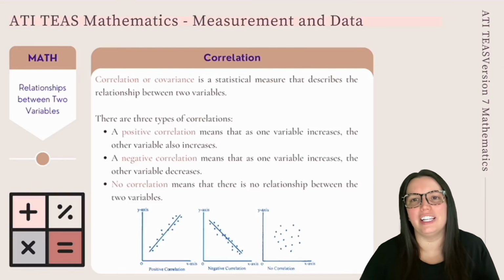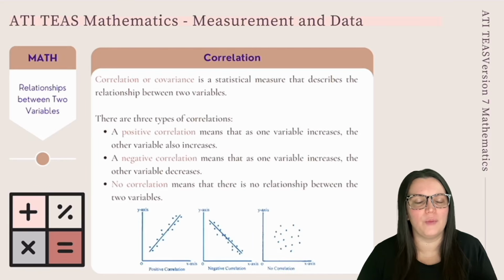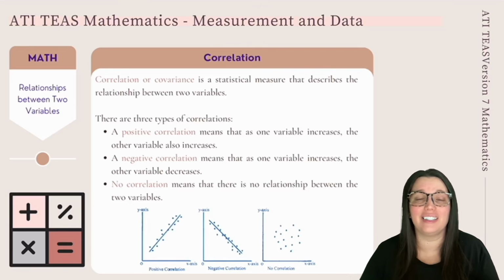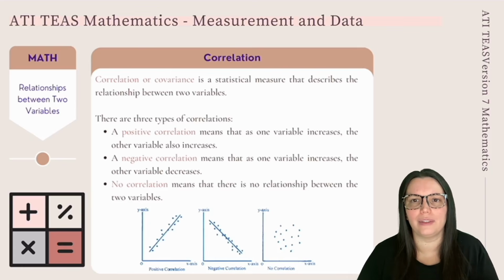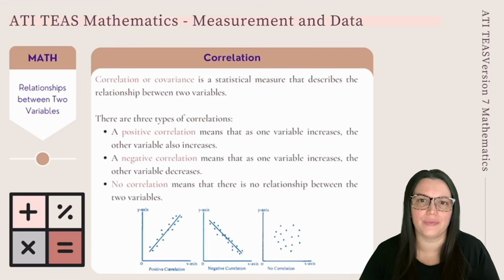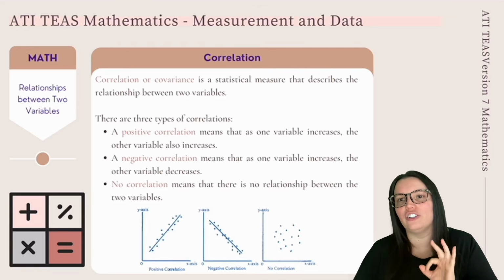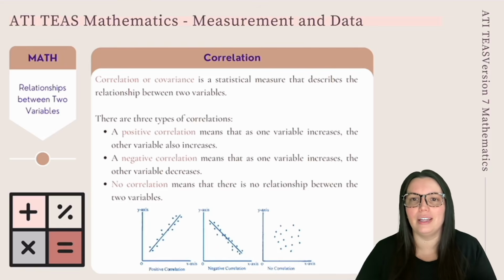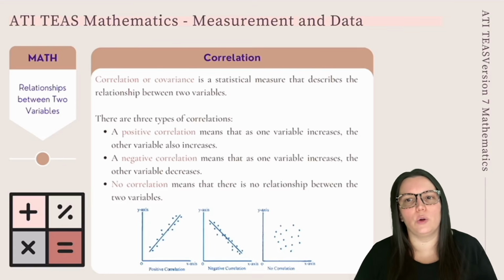So let's talk about correlation. You're going to use this all the time in your practice as well as in business. It's used constantly. So we're looking at correlation and covariance, and that is the statistical measurement that describes the relationship between two variables. There are 3 types of correlations that you need to know: positive, negative, and no correlation at all. So a positive correlation means that one variable increases and another variable also increases.